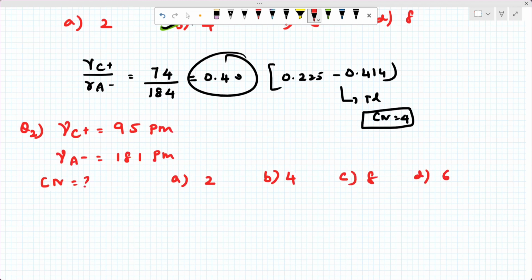Answer, anyone, fast. Find out the answer fast. What is the answer? Option D. Good. Okay, this is NaCl, actually. This is NaCl structure. Please note, it's important. D is correct. Good.